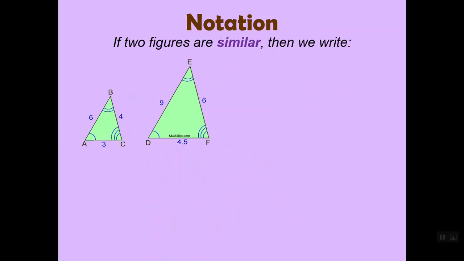If two figures are similar, then we write the notation with that little squiggle with no equal sign. Same deal about having the vertices that correspond lined up and aligned in the same position.